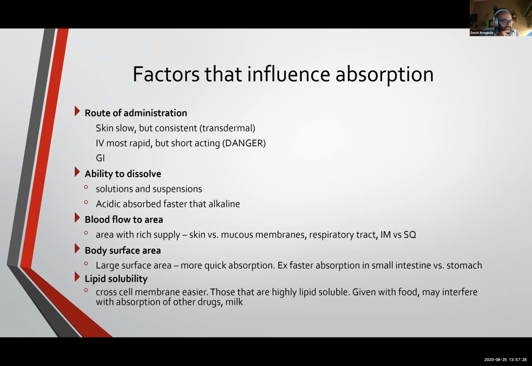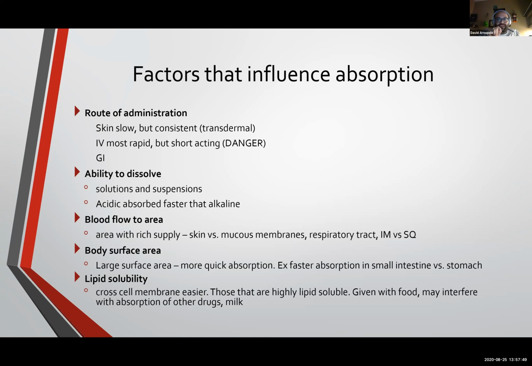Factors that influence absorption. Okay, so the route of administration. It can be absorbed through the skin, called transdermal, and that works. It's just a very slow absorption, which some medications need, so it works well with those transdermals. It is imperative for you to know that danger sign that I put in there.